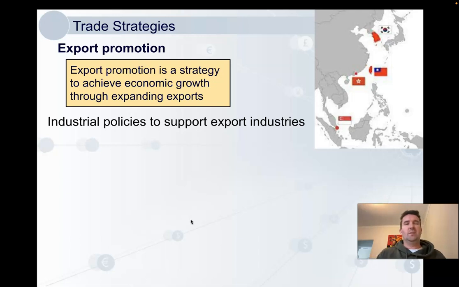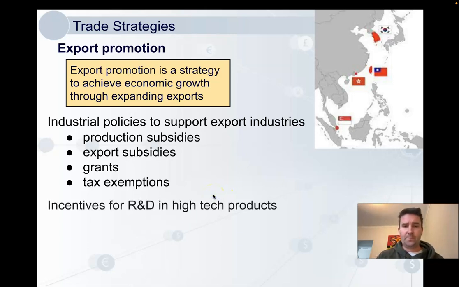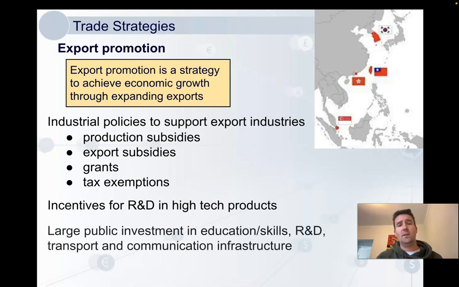And what it really was, was industrial policies to support export industries. The things that could be done: production subsidies, export subsidies. Remember, we know how to model both of those. Grants, and also tax exemptions to encourage the creation of those export industries. They also provided incentives for research and development into high-tech products. And what these countries often have produced are high-tech products. So they've really diversified their economies, and they are now high-income areas.